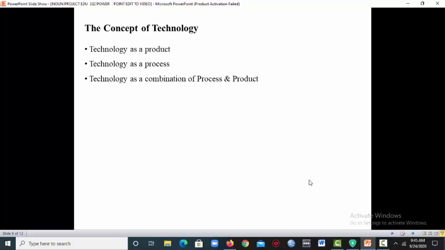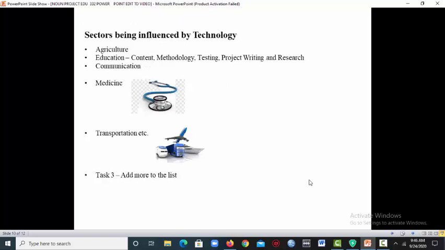The concept of technology can also be looked at as a product and as a process, and it can be taken to mean a combination of process and product. It will be wrong of you to assume that technology is a product or is a process. Rather, it's a combination of product and process. There are some sectors that have been influenced by technology. You can talk of agriculture, education, medicine, transportation, and what have you.